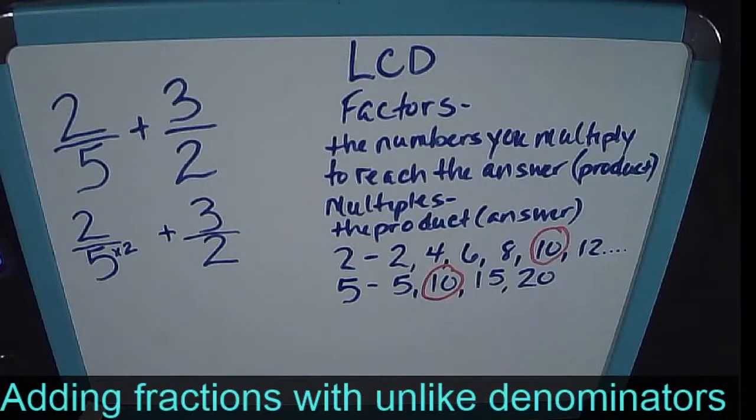So then you look at the denominator. What number do you have to multiply 5 by? 10.